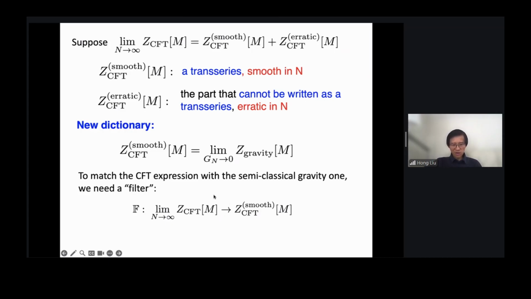So this is what I call a filter. This filter should be intrinsically defined, provided that this split is well defined. And this split is in principle well defined, because we know how to define a trans series precisely. There's a precise mathematical definition for a trans series. But of course, in practice, it's very hard to calculate, to do the separation. Here I'm talking about in principle, just conceptually, and we should be able to make the separation.